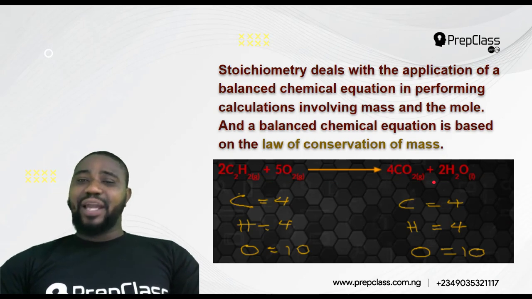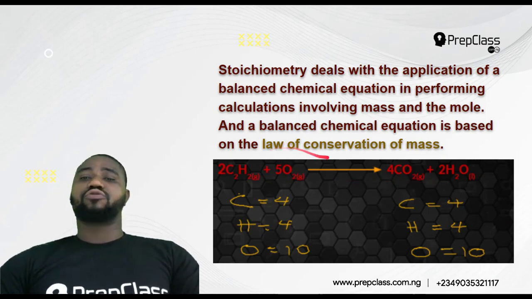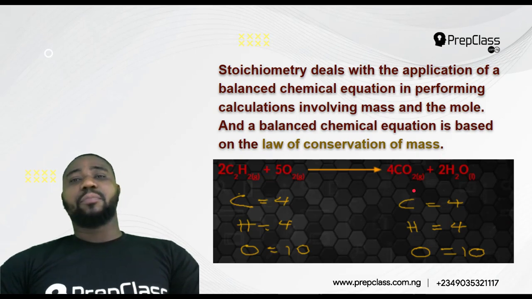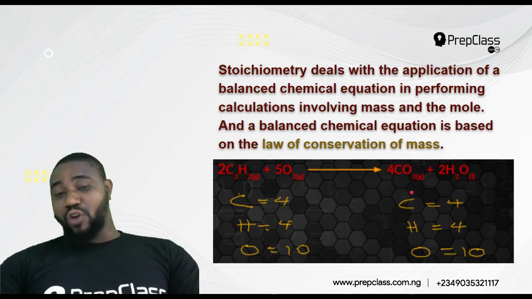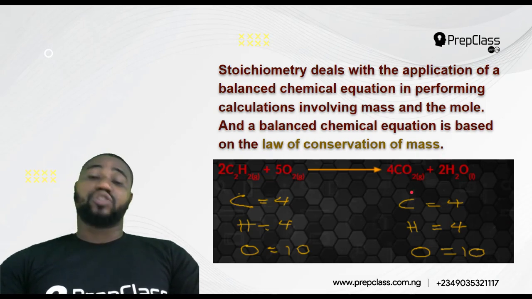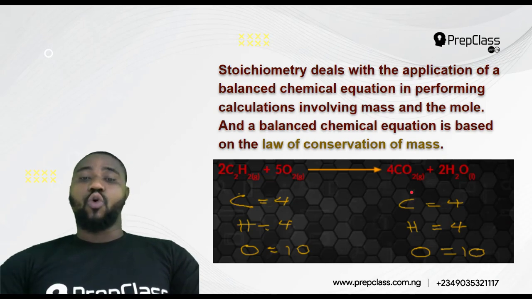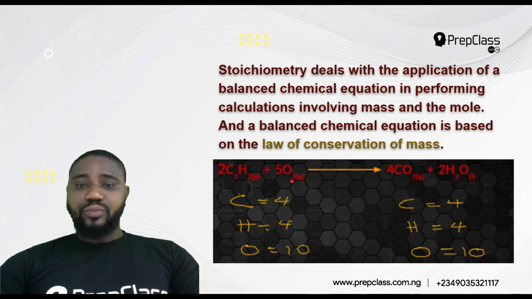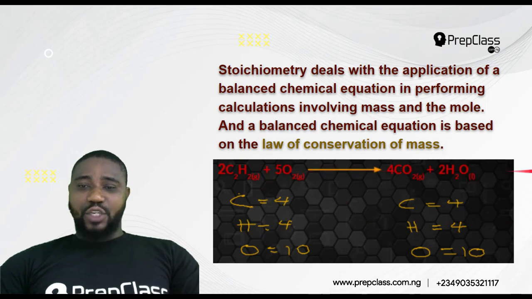And a balanced chemical equation is based on the law of conservation of mass, which means that matter can neither be created nor be destroyed, but can be converted or transformed from one form to another. Now, if you look at this equation, the number of these entities at the reactant side must be equal to their number on the product side.